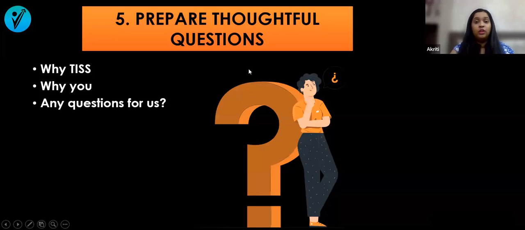Prepare thoughtful answers as well, like why TISS. So that is very important. Don't end up saying that it is owned by Tata Institute of Social Science, or because it is a Tata group institute, or because Ratan Tata passed out of it, he did not. So make sure you know why exactly you are opting for TISS, and the best way to do that is to align your vision with the vision of the institute.